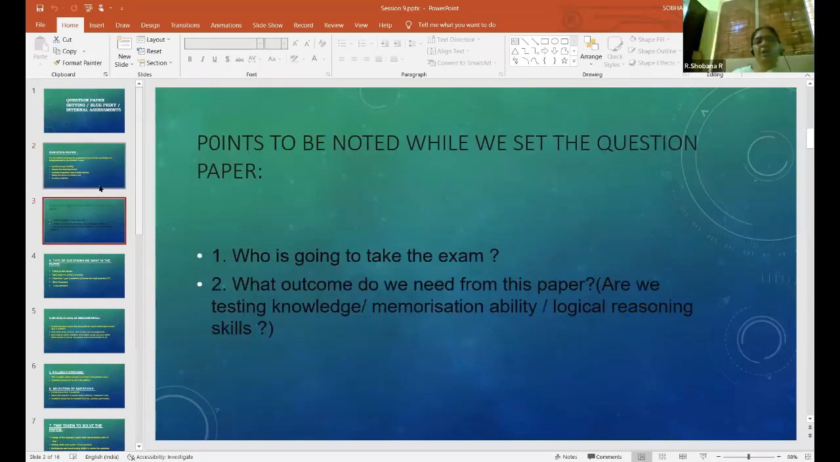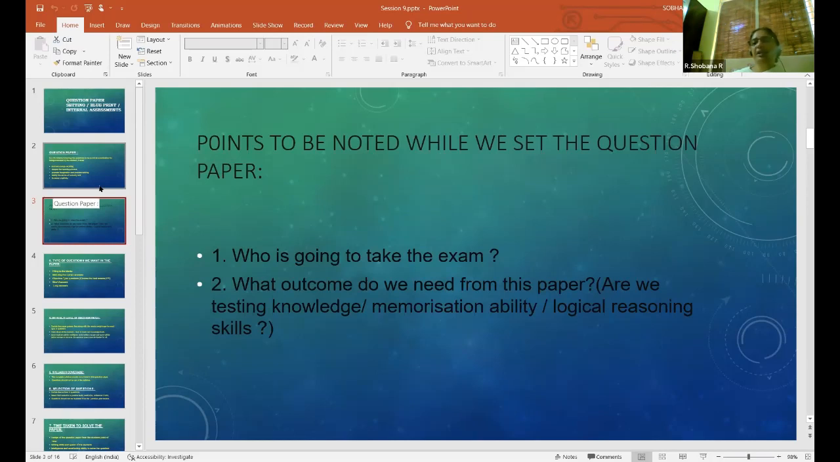So, points to be noted. We will see a few points that are to be noted while we set the question paper. The first thing is, who is going to take the examination? That is the prime first point here. What is the audience that is going to take the question paper?